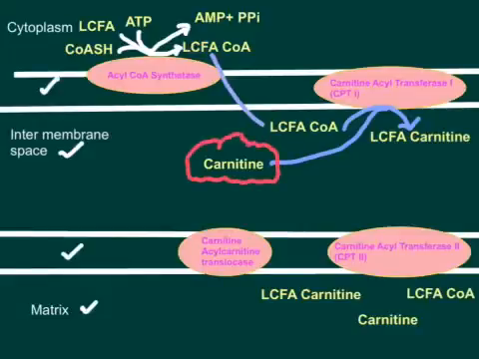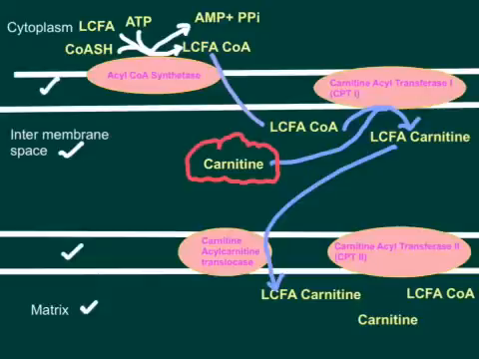The carnitine is synthesized by the liver, and it participates in transport of fatty acid into the mitochondrial matrix as long chain fatty acyl carnitine. Once you get long chain fatty acyl carnitine, it is transported into the mitochondrial matrix by the carnitine acylcarnitine translocase enzyme, which is located in the inner mitochondrial membrane.